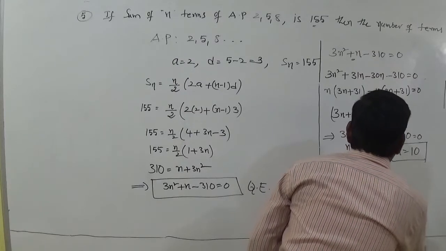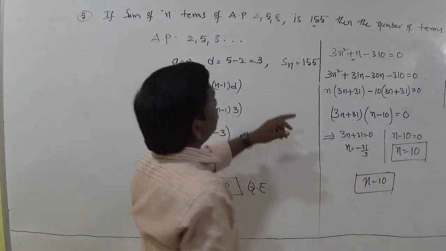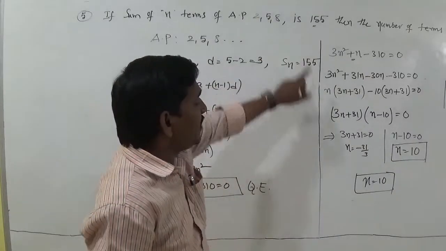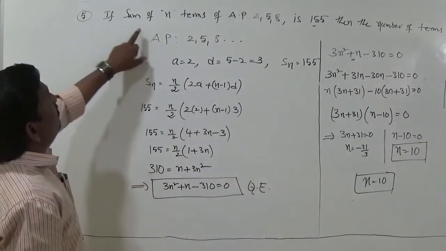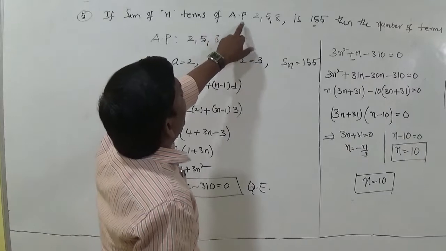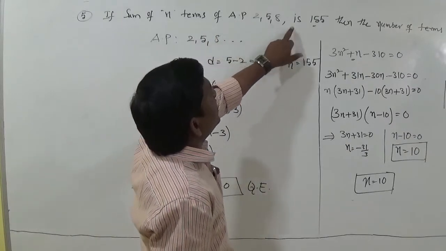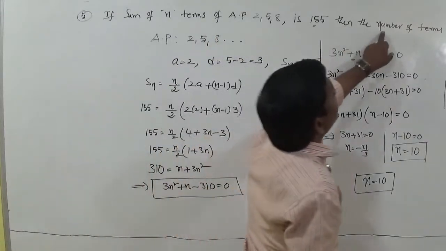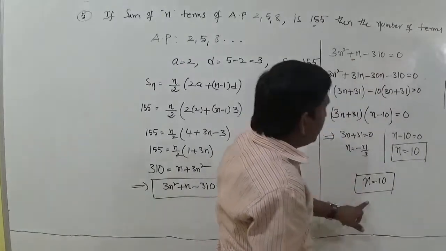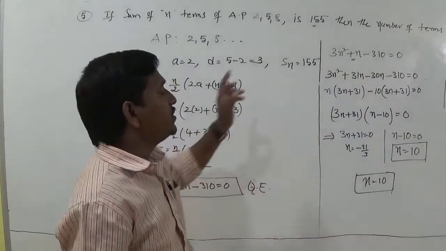That means how many terms are there? 10 terms. The sum of n terms of the AP 2, 5, 8 is 155. Then the number of terms, how many terms are there? 10. There are 10 terms.